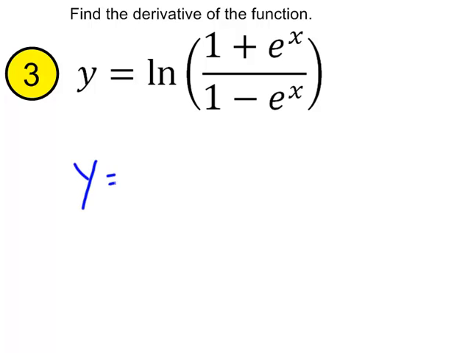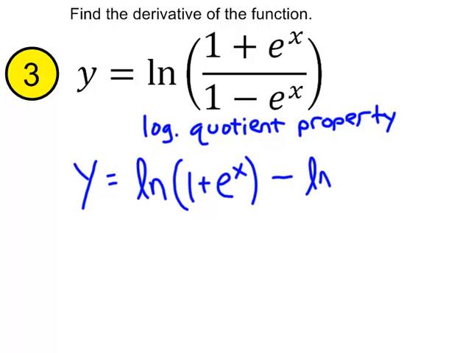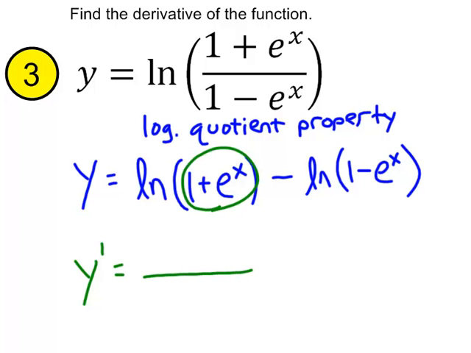So before we get to y prime, let's just rewrite y itself using the logarithmic quotient property. Let's put ln of the numerator, 1 plus e to the x, minus ln of the denominator, 1 minus e to the x. Now it's time to take our y prime. So now we'll use the u prime over u. This is our u, and we'll put that on the bottom, 1 plus e to the x.